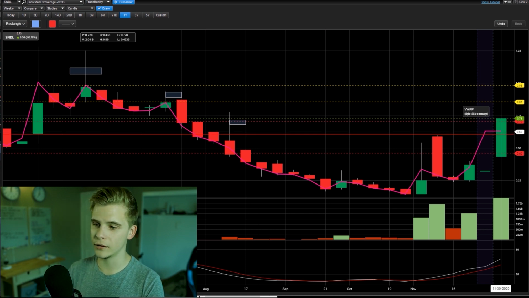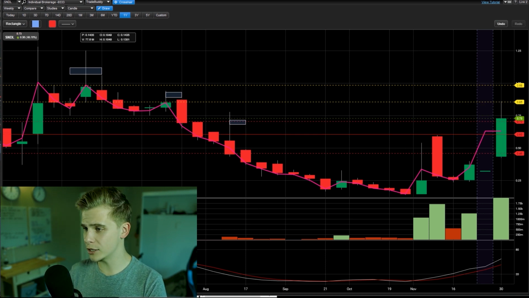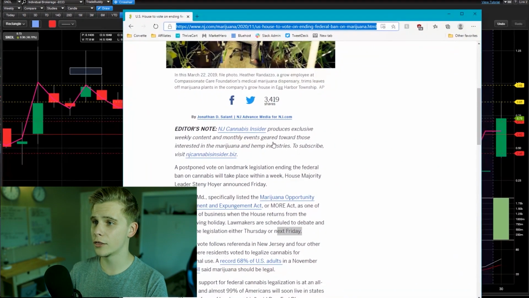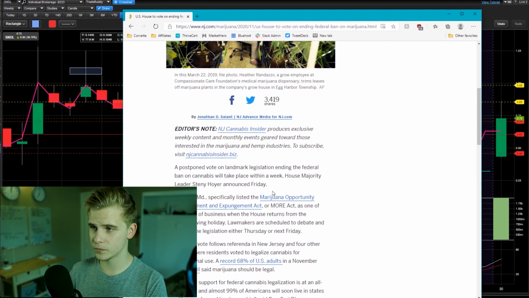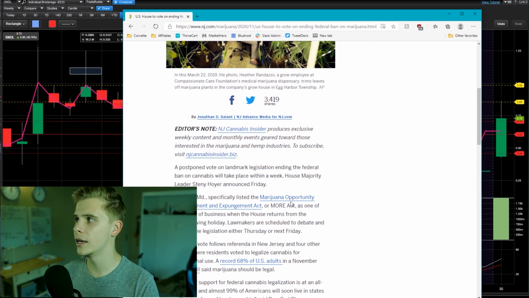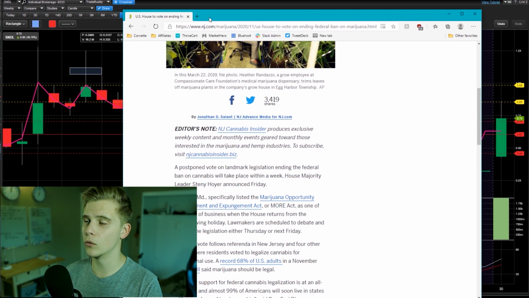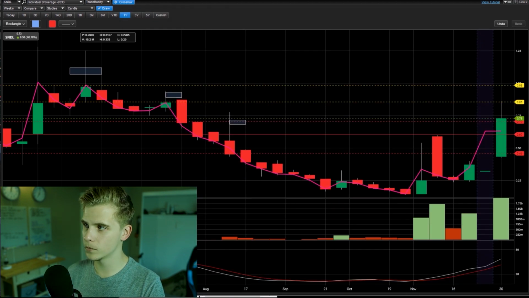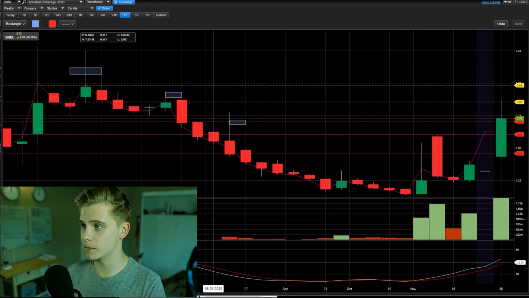days. Don't forget that new legislation is being voted on either Thursday or next Friday, right here. So now until that vote, we're going to see lots of people, lots of traders, lots of institutions who want to go into these cannabis stocks. So keep an eye on SNDL. Make sure that you have a plan if you trade it.